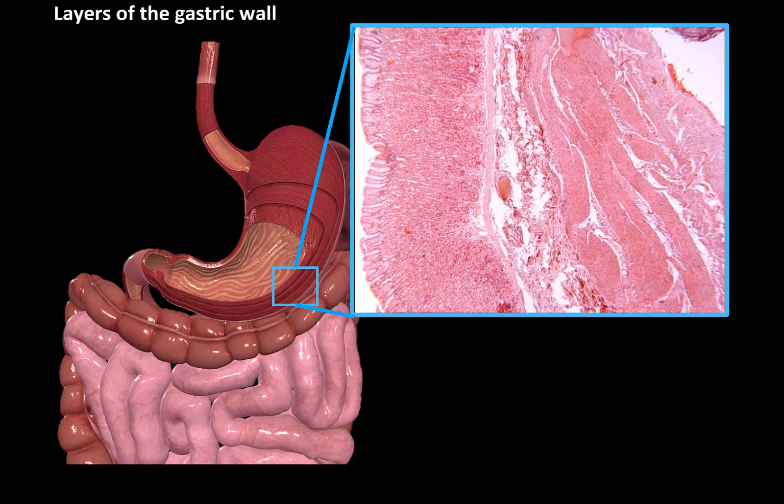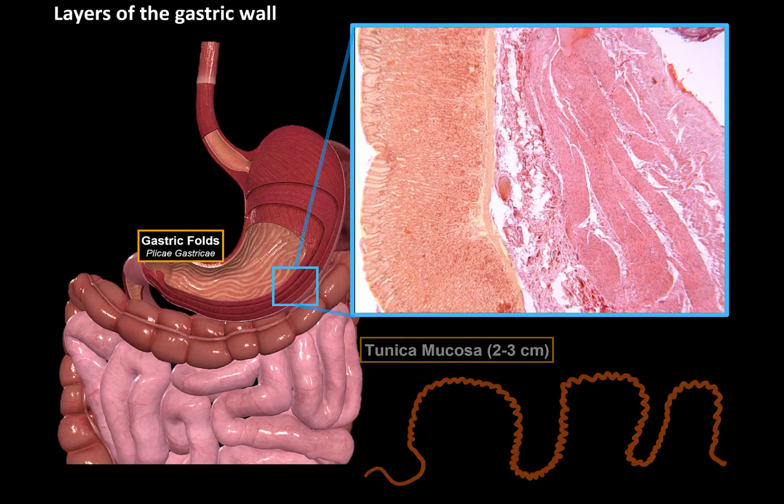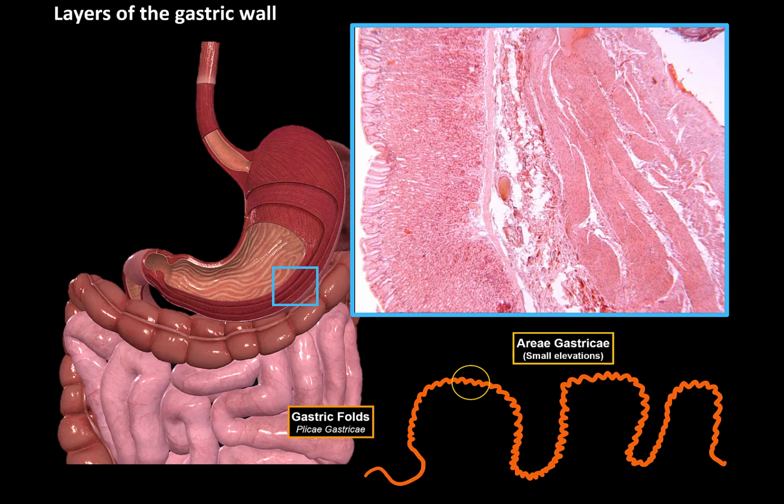The innermost layer is called the tunica mucosa, highlighted here in yellow, and is usually 2 to 3 centimeters thick. If you look closely into the lumen of the stomach, you can see that the tunica mucosa forms folds called the gastric folds. The slide I'm showing you here is a section of one fold. Here are bumps. These are the large gastric folds. They have some very small bumps on them called area gastrica, which is essentially what we're seeing here.